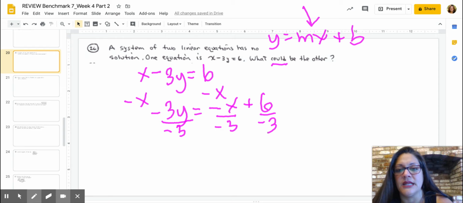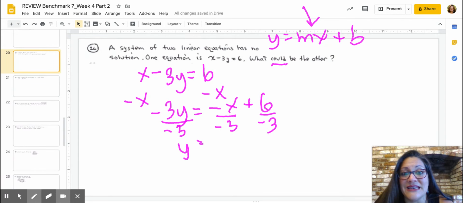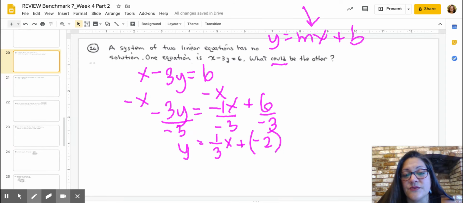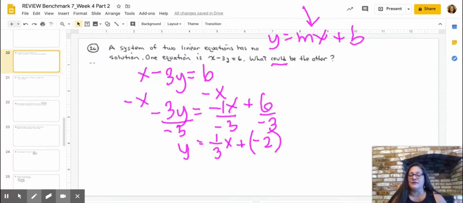Equal opportunity. Okay, so that gives me y equals, so a negative divided by a negative turns to a positive. So that's going to be, and this is a 1 here, so that gives me positive 1/3 x. That's my slope. And then 6 divided by negative 3 is going to make that negative, plus negative 2. There's my y-intercept. So I know that this parallel line cannot go through the same y-intercept because they don't share any points that are the same.